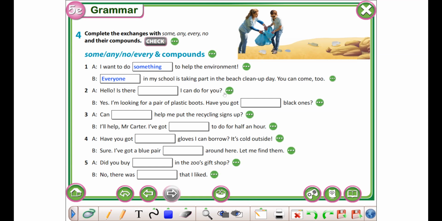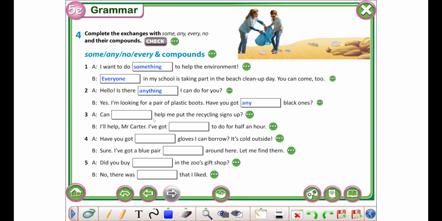Hello, is there anything I can do for you? Alexandra? Yes, I'm looking for a pair of plastic boots. Have you got some black ones? Have you got any black ones? Any. Yes, защото е въпросително изречение, ще използваме any.